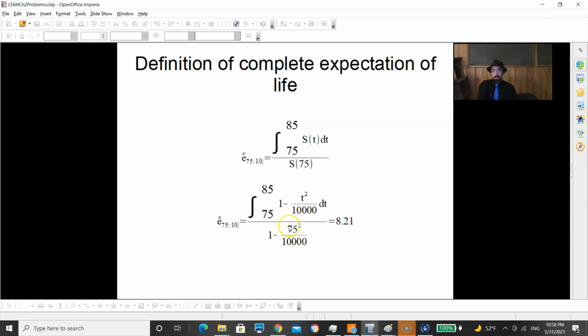So you plug in the survival function. You plug in the survival function at 75. Do the calculation, you get 8.21.